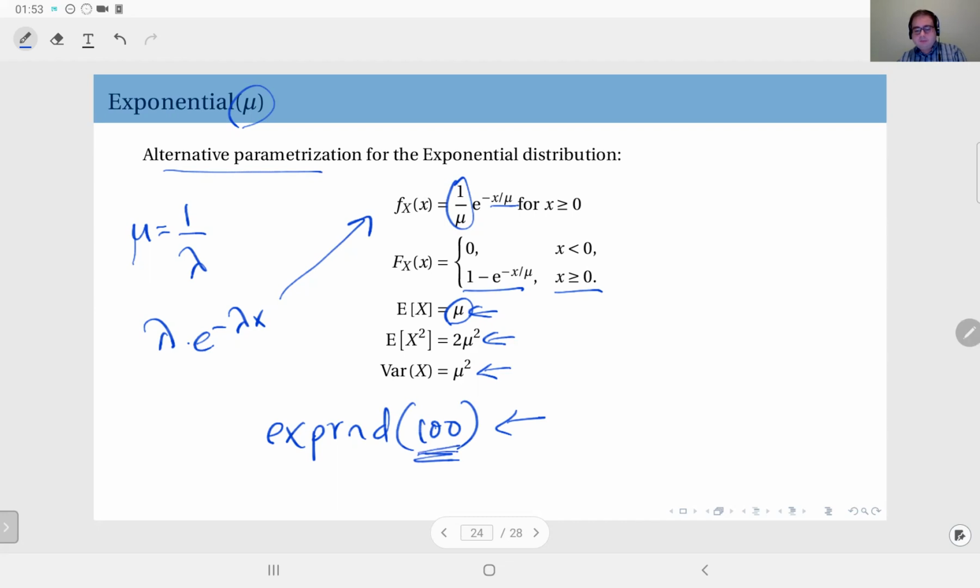Okay, so if you just know the lambda value, in this case that would be 0.01, and therefore you would have to provide to MATLAB 1 over lambda as the parameter of this function, so that it produces you a random number from the intended distribution. Okay, so in certain contexts, exponential distribution is parameterized using the mean value rather than the rate value.